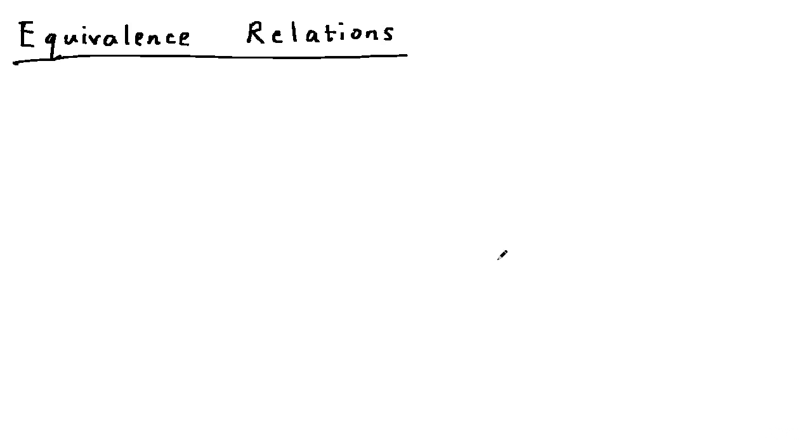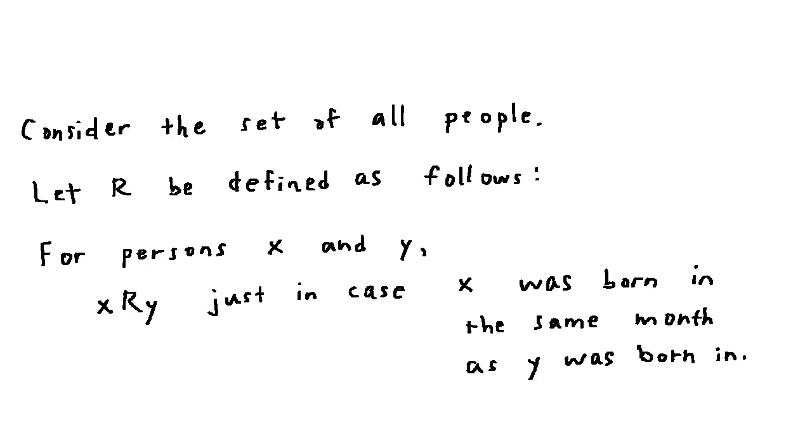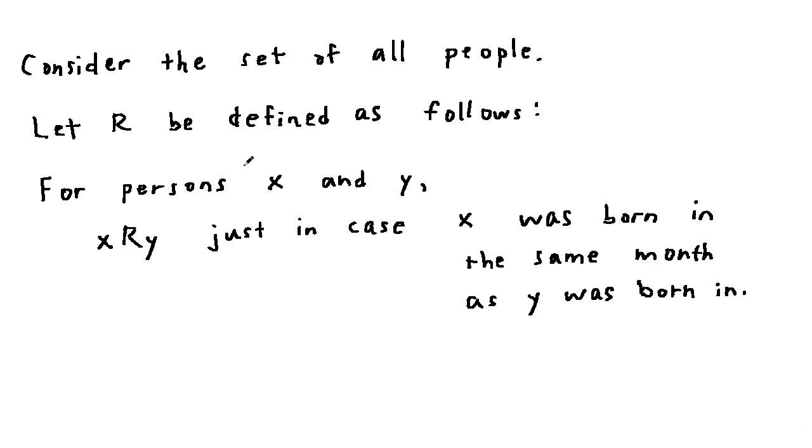For example, consider the set of all people, and let R be defined as follows. For persons X and Y, X R Y just in case X was born in the same month as Y was born in. Then R is an equivalence relation.